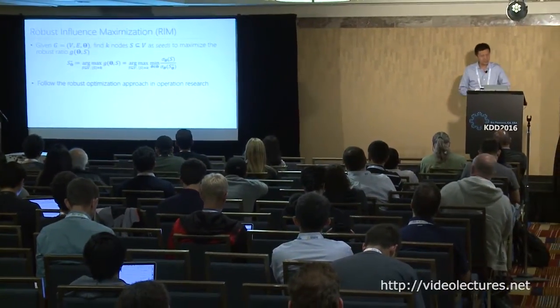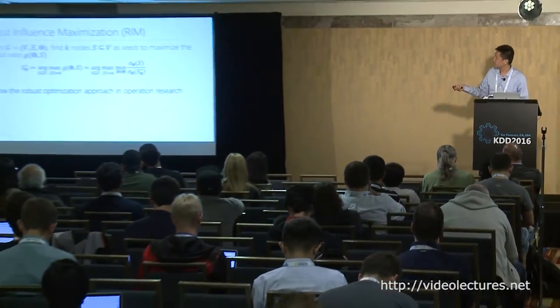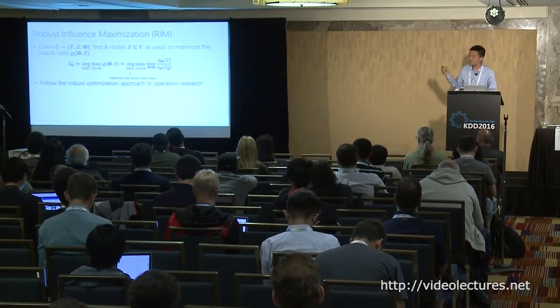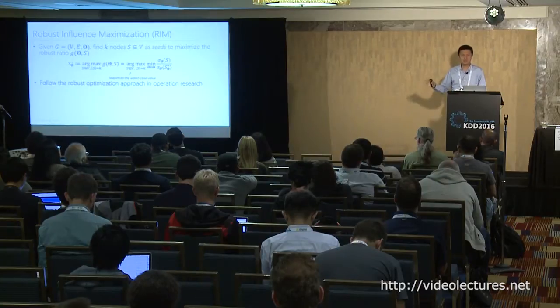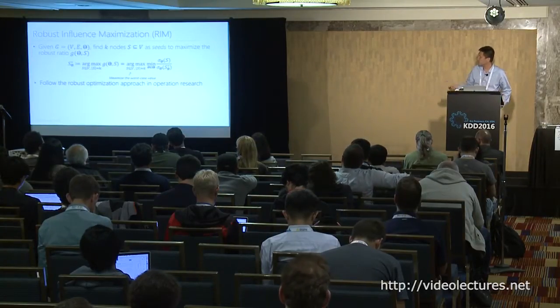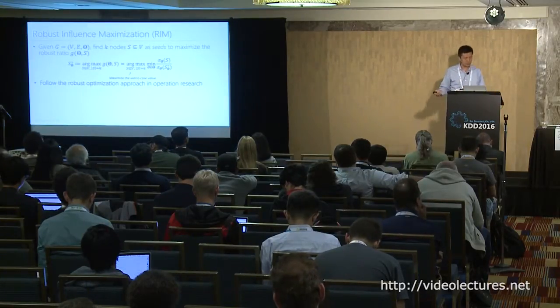Now, given this ratio, how to define the robust influence maximization? Naturally, the input now is the graph plus the interval space. Then you find k nodes in the graph to maximize the robust ratio. So basically, this maximization is trying to maximize the worst case value. You know it could be very bad, but you want to maximize the worst case value by giving a proper seed set. And this follows the robust optimization approach, usually used in operations research.